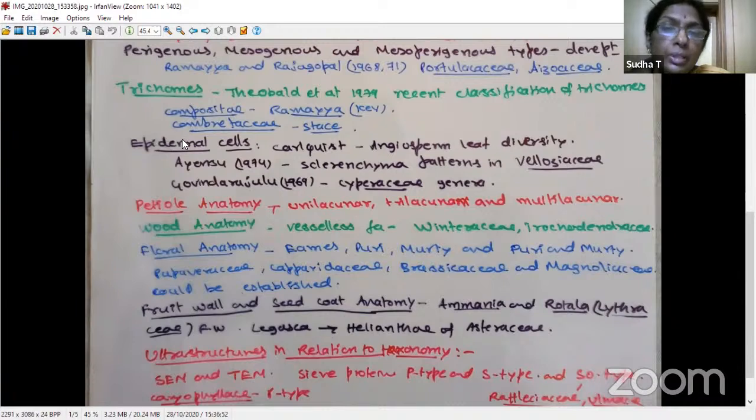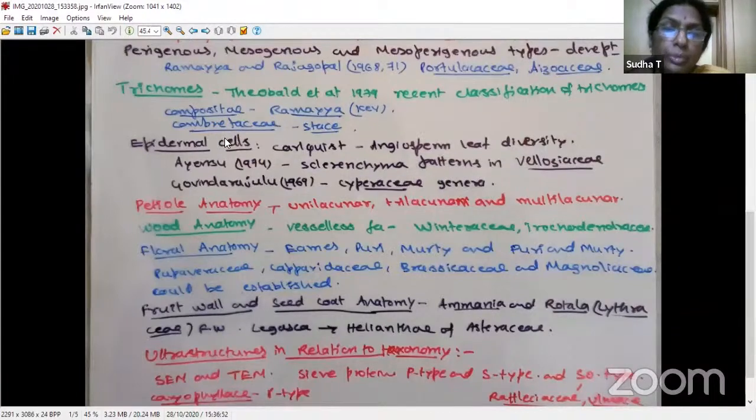So Cronquist also used epidermal cell morphology. He studied angiosperm leaf diversity extensively, and in 1974 the sclerenchyma patterns in Winteraceae were studied. Govindarajulu, from Kakatiya University, in 1969 studied the epidermal cell patterns in Cyperaceae members for the identification of genera.